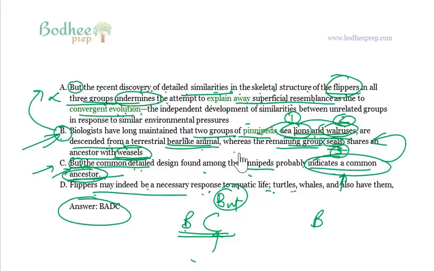So among the pinnipeds, you have found common design. So basically what happens in B, you say that the two have different ancestors. And then you say, but the recent discovery of detailed similarities in the flippers. So you have A, then you have B, and in the end you have C. BADC is the pair.